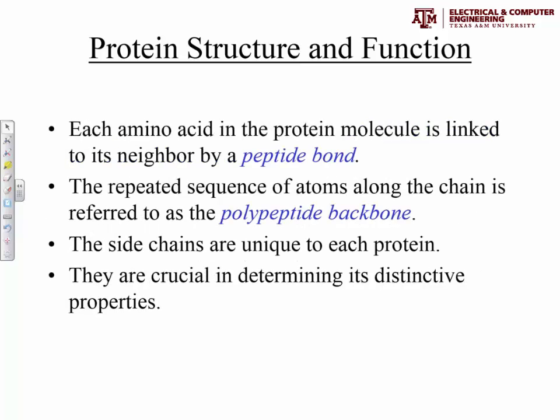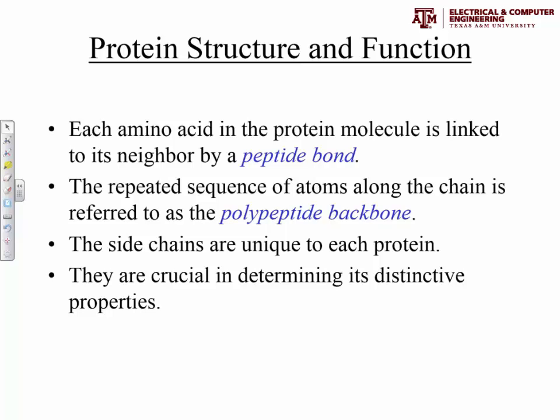So each amino acid in the protein molecule is linked to its neighbor by a peptide bond. And the repeated sequence of atoms along the chain is referred to as the polypeptide backbone. Because remember, if you have a bunch of amino acids that are linked together by peptide bonds, what is the only thing that is differing? Is the side chain. Okay, everything else is the same.